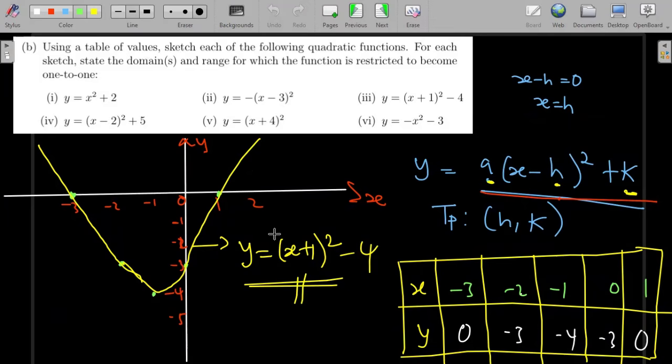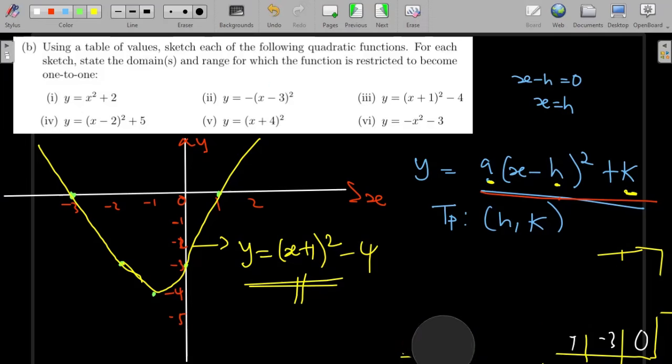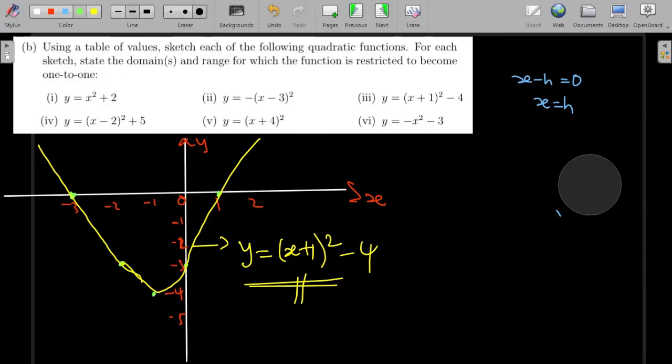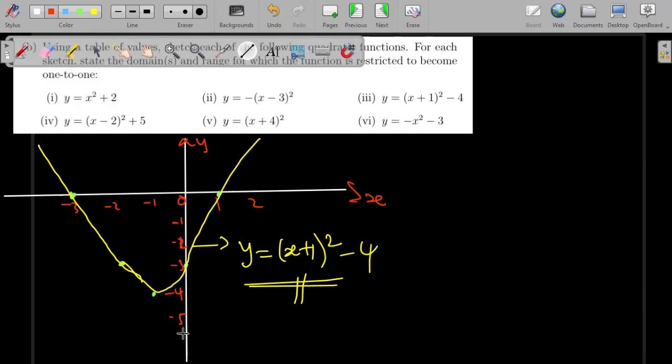Okay, so now that we have sketched this quadratic function, let us state the domain and the range for which the function is restricted to become a one-to-one function. We have done this before on the previous two questions, so this one should not be a gamble. So what did we say? We just have to divide this graph into two equal parts at the turning point. The turning point was -1, comma -4. So I'll just draw a straight line like that.